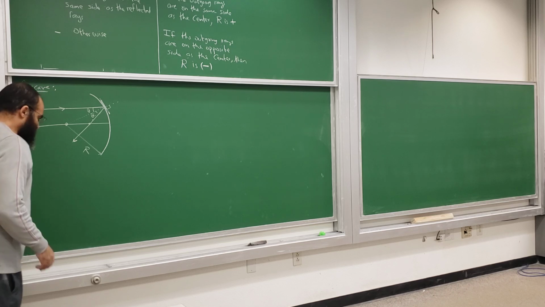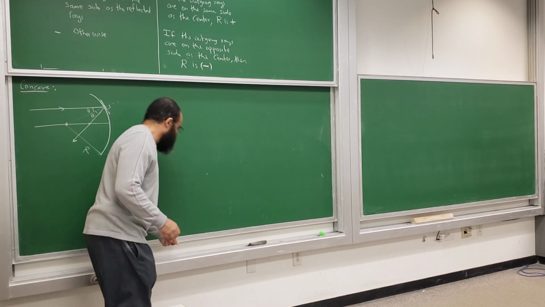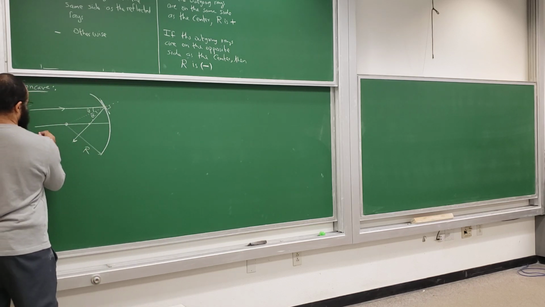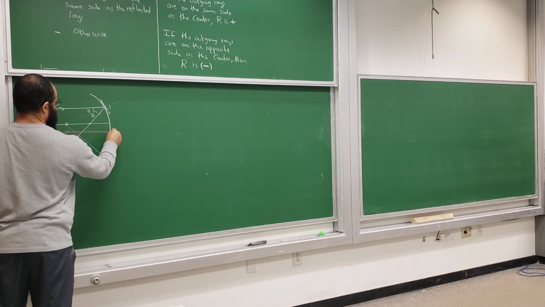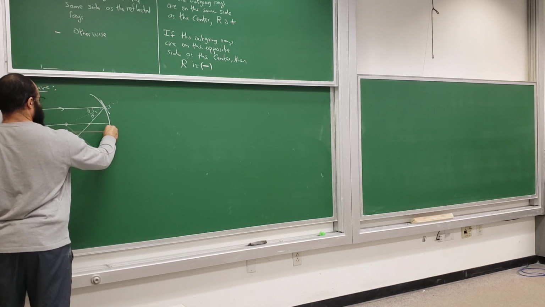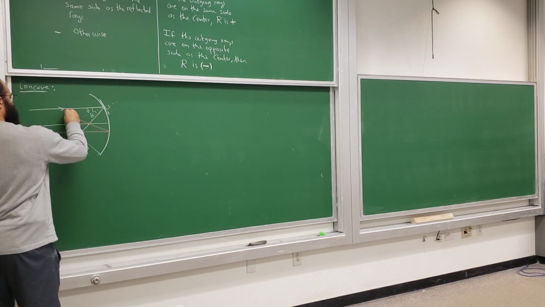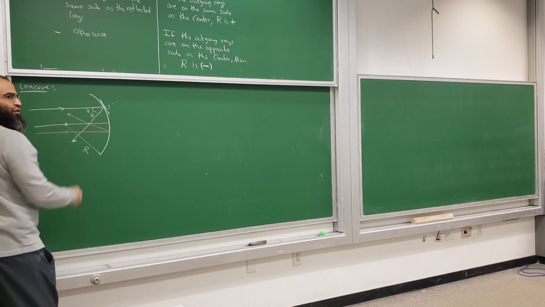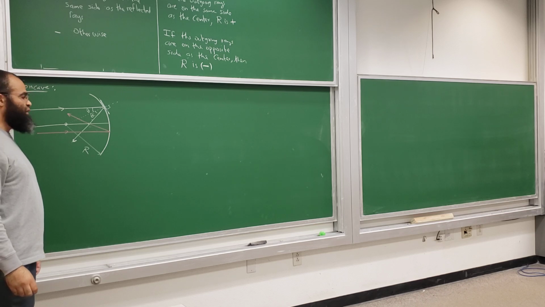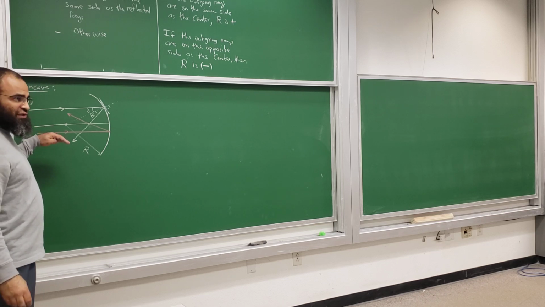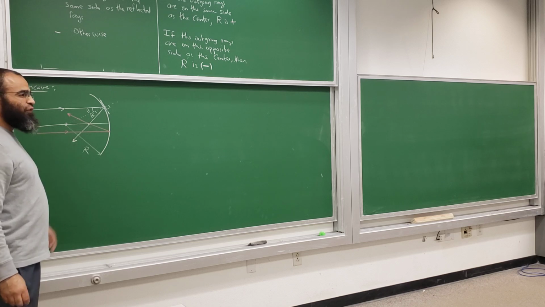So if I send another one parallel, you can draw the angle of incidence, angle of reflection, and you will find that it will also almost get through here. Almost. I say almost because it's an approximation. So all parallel rays will pass through the focal point.